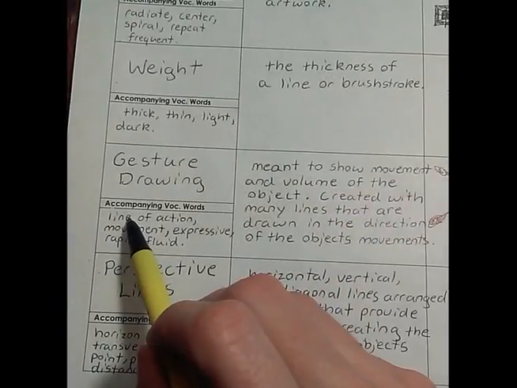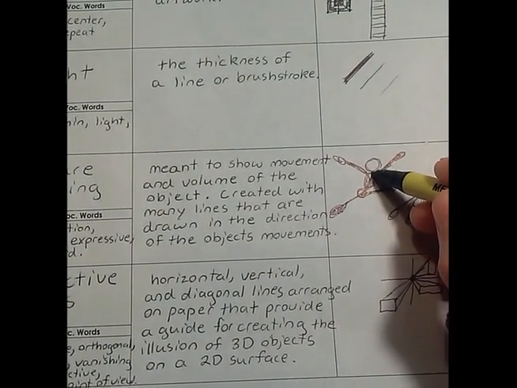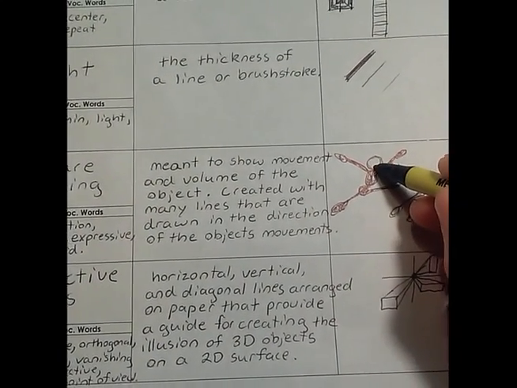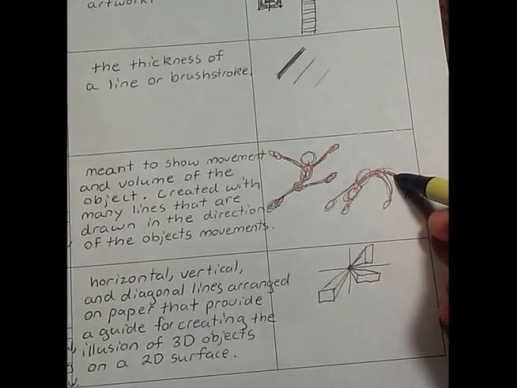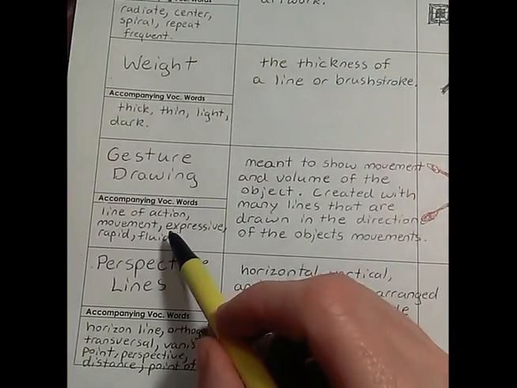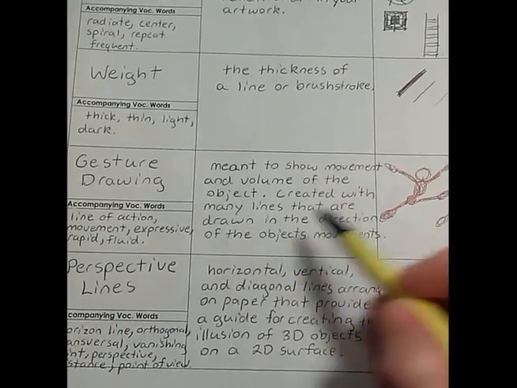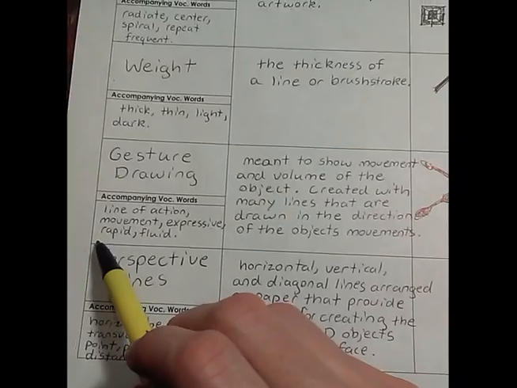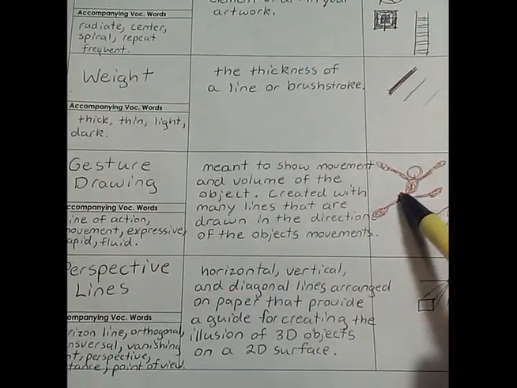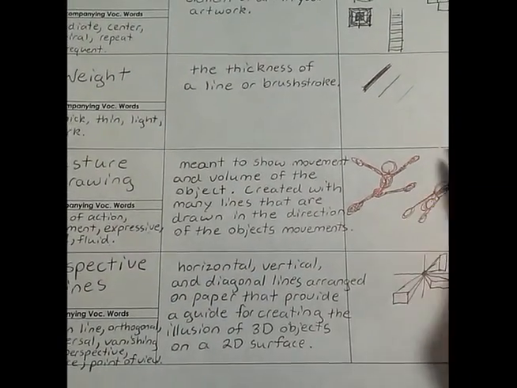And some words that go with this are line of action, because remember we draw our head, and then we have a line of action that goes all the way down to their foot. Head, here's a line of action all the way down to the foot. Movement, because they show movement. Expressive, they express things. Okay, this one seems very happy. They're rapid, we draw them rapidly, and they're fluid. The lines are very fluid, they flow together, okay?